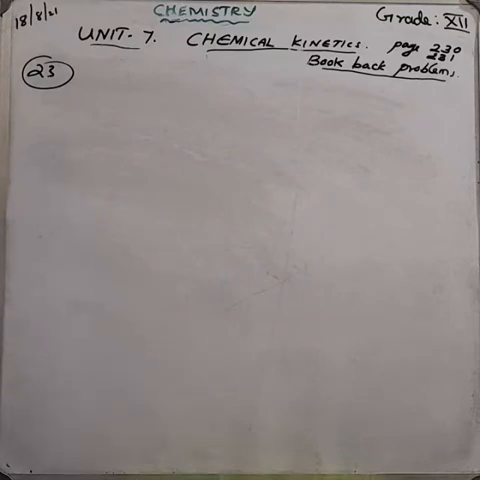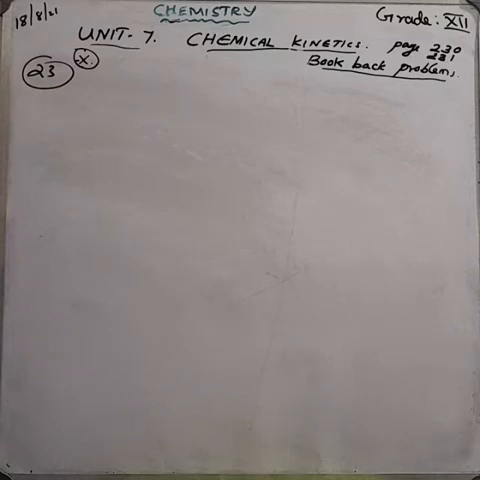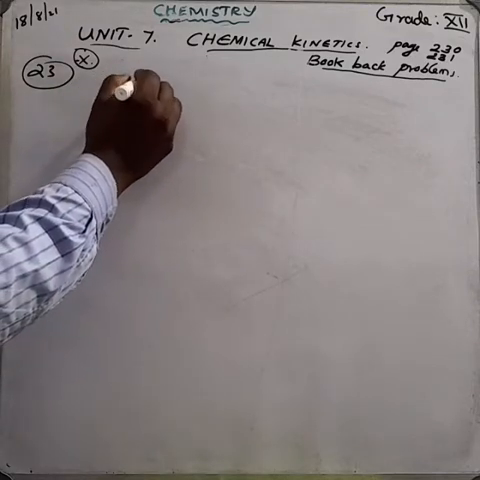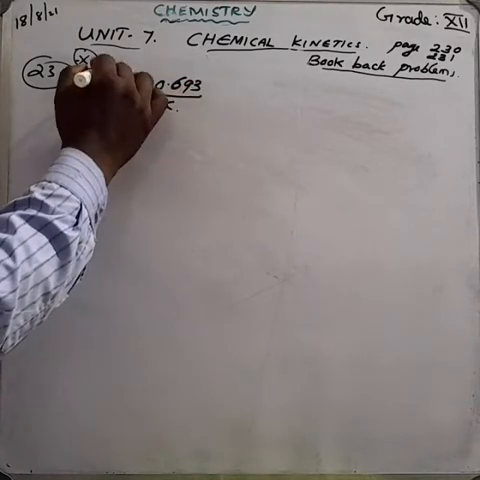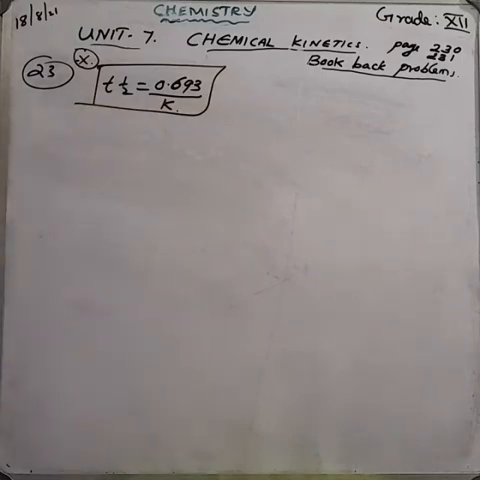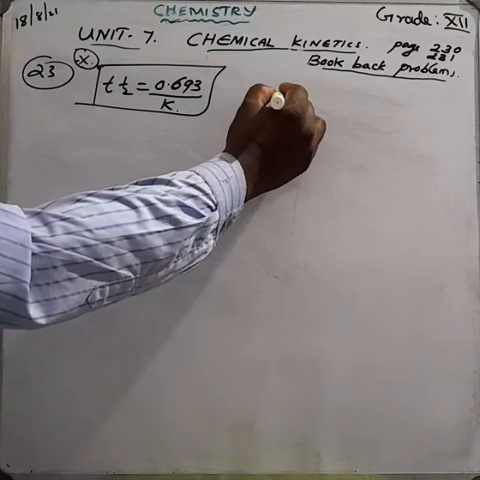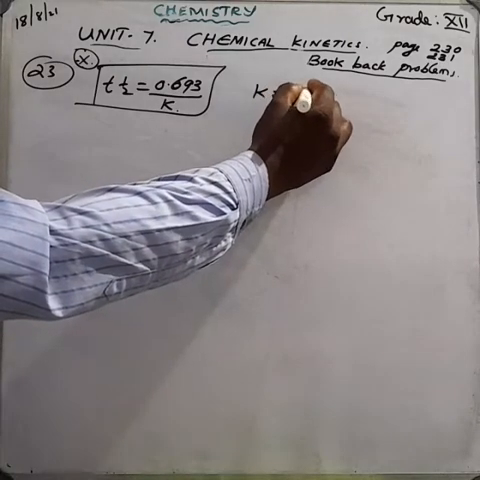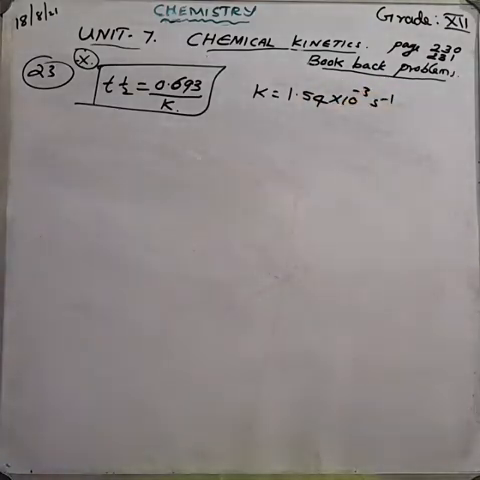Very, very important question. This is one of the board examination questions, so try to learn this question. The half-life period formula is T half is equal to 0.693 divided by K. As per the value of K, the rate constant for the first order reaction is given as 1.54 into 10 raised to minus 3 second inverse.